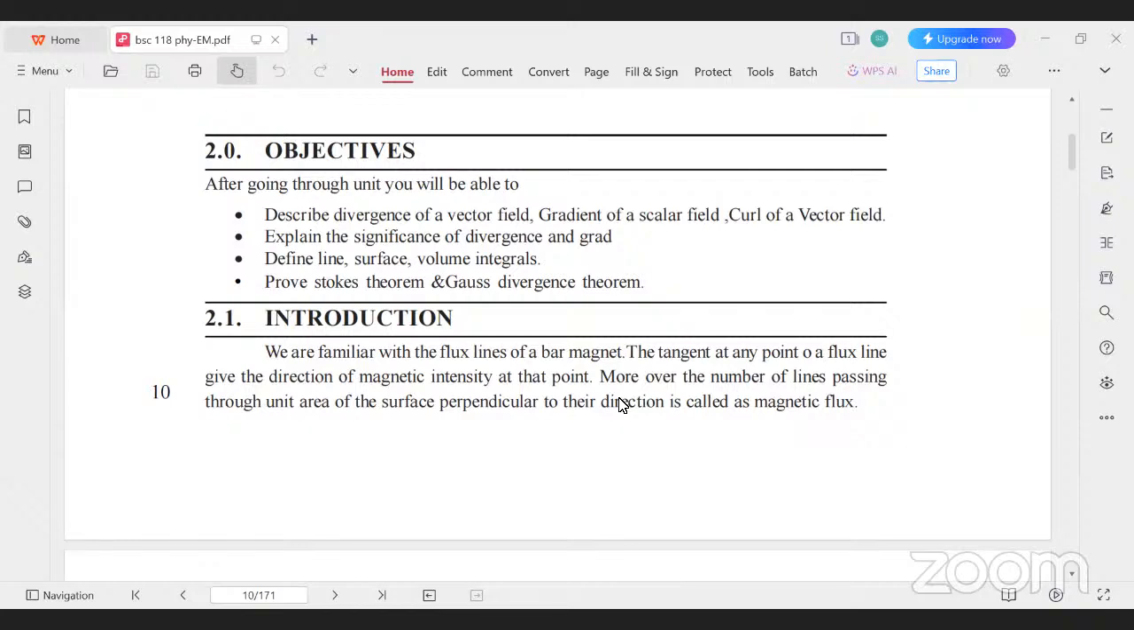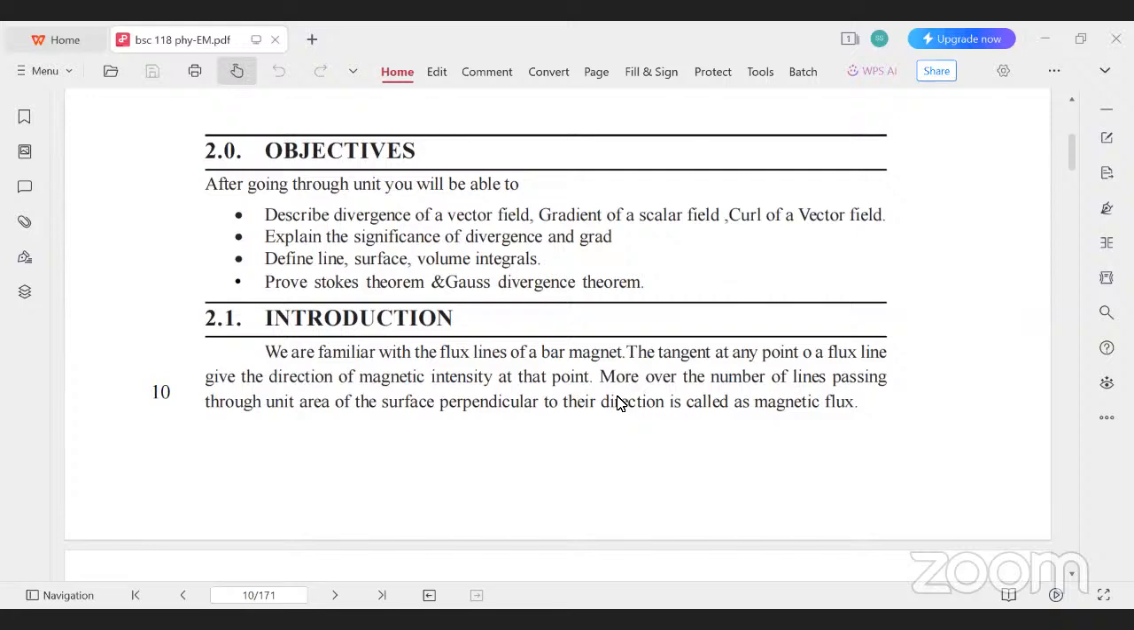So what is divergence? What is gradient? That you will get for short answers. And Stokes theorem and Gauss divergence theorem, you will get for long answers. A line, surface, volume integral question, you may get for essay or short. They may ask you to write, explain, define line and surface or surface and volume integrals. So it is completely interlinked, one topic to another topic.